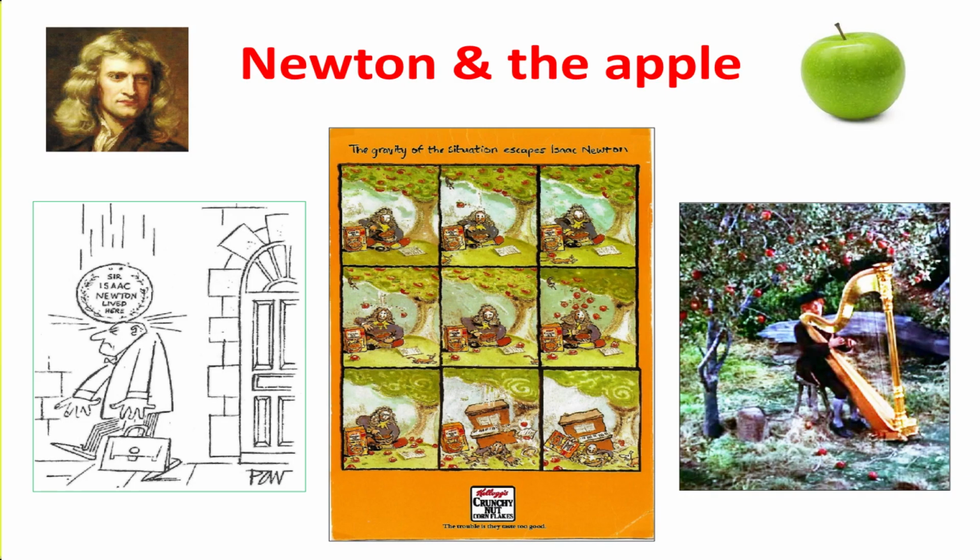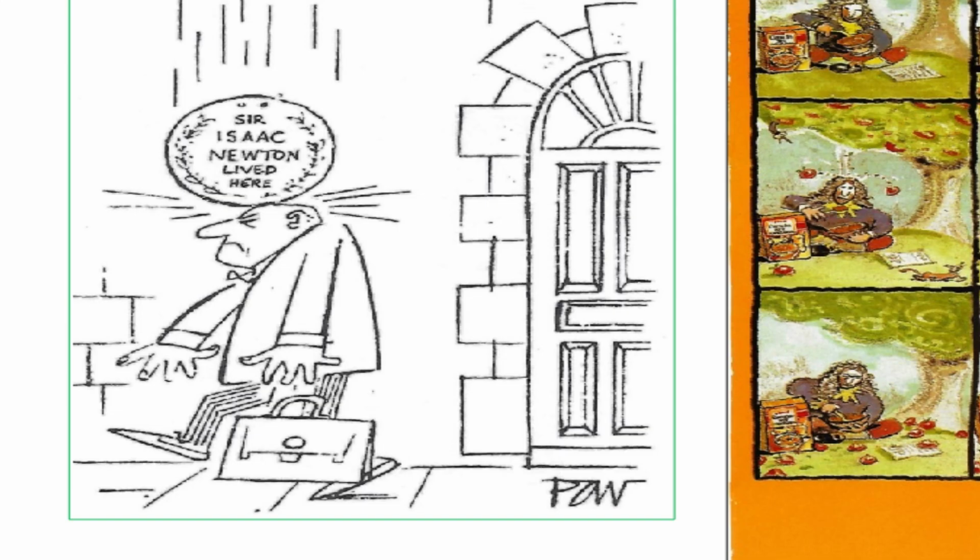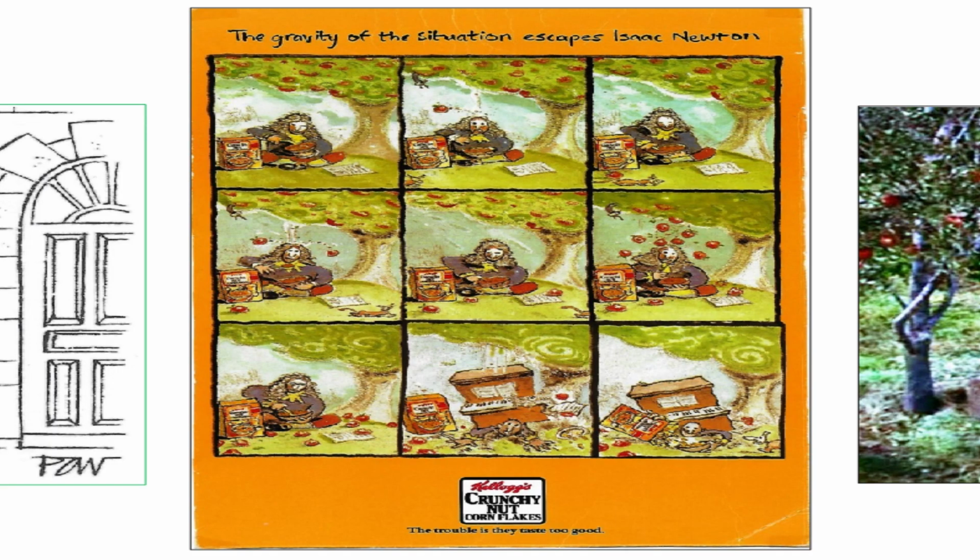Newton's apple in popular culture. The story of the falling apple is now so deeply embedded in popular culture that it's sometimes used without explanation for comic effects, as in the cartoon on the left from Punch magazine and on the cereal packet in the center. Newton is so enjoying his crunchy nut cornflakes that he fails to notice loads of apples, and even a piano for some reason, descending on his head, as the caption at the top says, the gravity of the situation escapes.